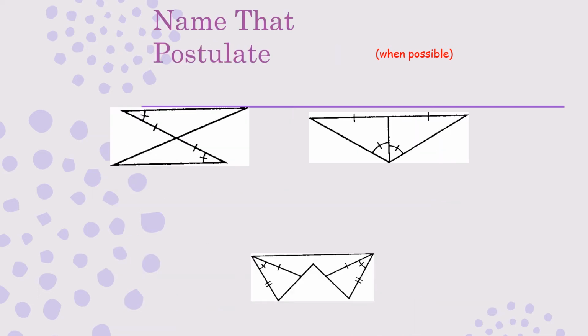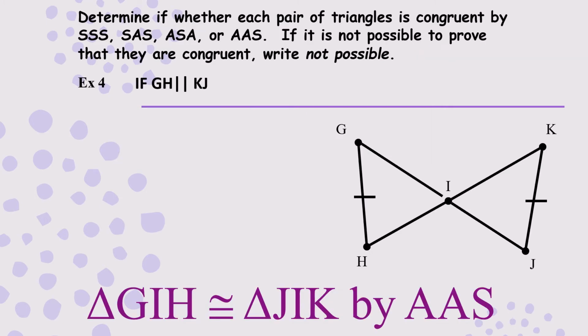Let us move further. Now this slide I am giving you as homework. Please write down in the comment box which criteria follows so that these two triangles are congruent to each other. Next question is, determine whether each pair of triangles is congruent by SSS, SAS, ASA or AAS. If it is not possible to prove that they are congruent, write not possible.